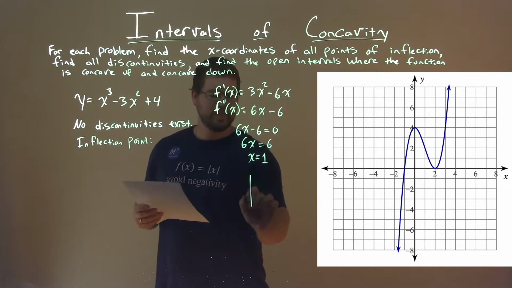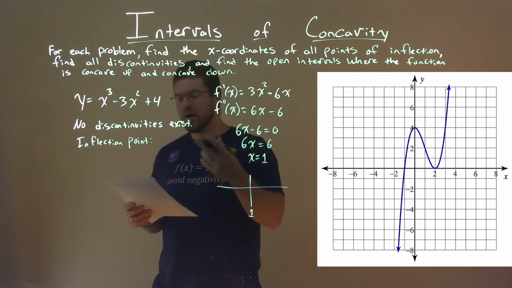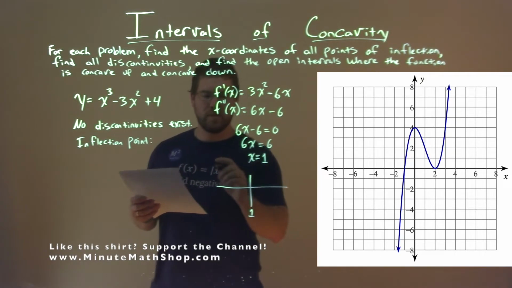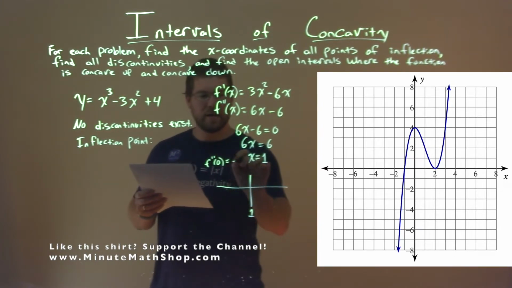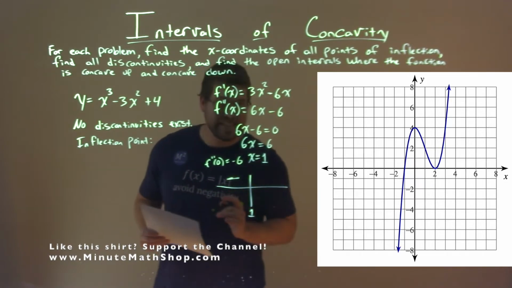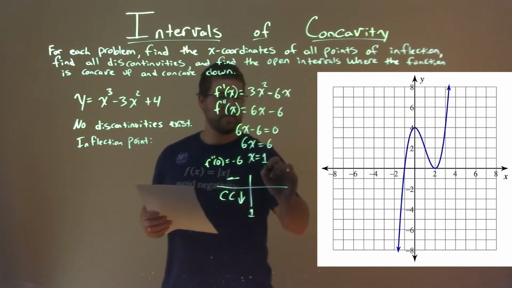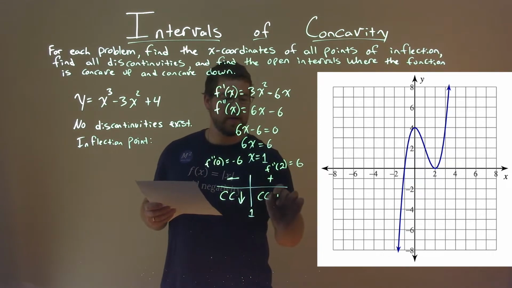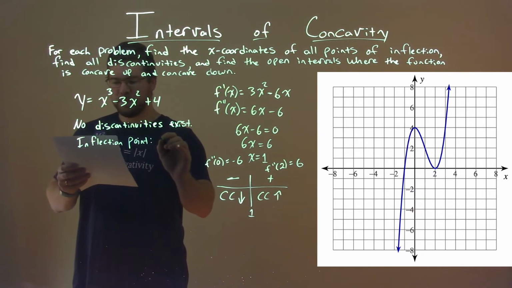So let's use our table, put a 1 right here, okay? And we plug into our second derivative a value less than 1 and greater than 1. This is our second derivative test. So f double prime of a value less than 1, I chose 0, and I got a negative 6. All I care is that it's negative, and that means we're concave down here. F double prime of a value greater than 1, I picked 2, and that's a positive 6. And it's positive, meaning we're concave up. So our point of inflection, where we change concavity, is x equals 1.